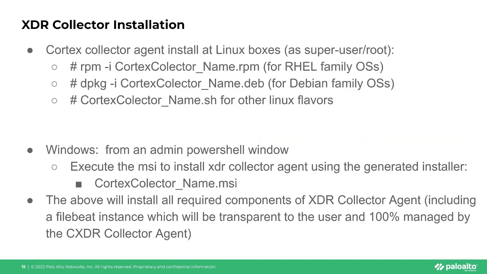To install the agent in Linux, we run the following commands, always as root: rpm -i for Red Hat family Linux, and dpkg -i for Debian-based Linux family. And in both cases, the name of the installer we have generated before. Additionally, we can also run an installation script, for example, a .sh installer. To install the agent on Windows, we execute as admin in a PowerShell console the previously generated .msi installer.